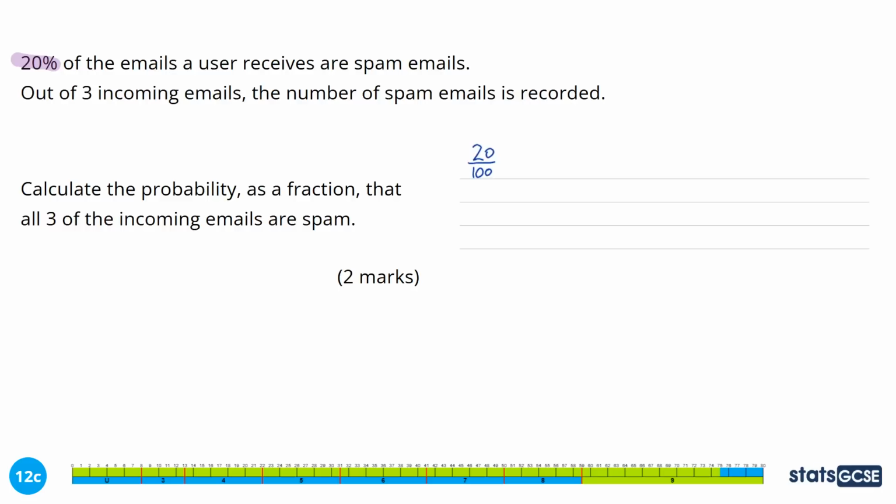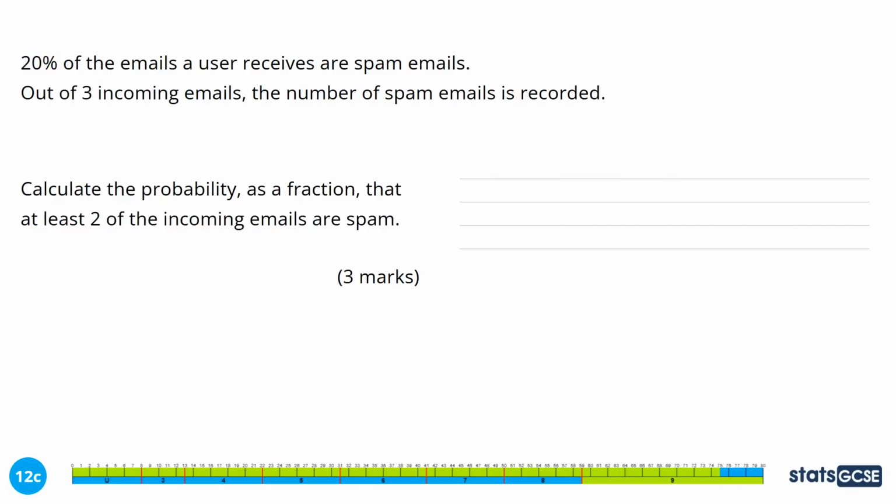The chance of us receiving the first spam email is 20 over 100. For the second one, it will also be 20 over 100, and for the third one, it will also be 20 over 100. In probability, the word and means times, so it's the probability that the first one will be spam times the probability of the second one times the probability of the third one. Put that into the calculator and you get 1 over 125.